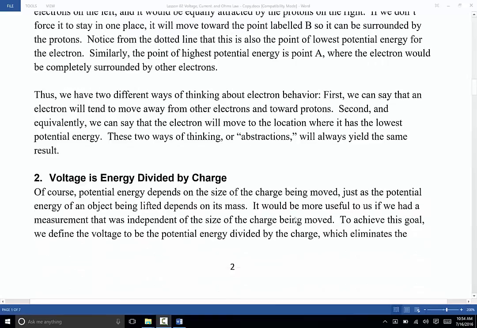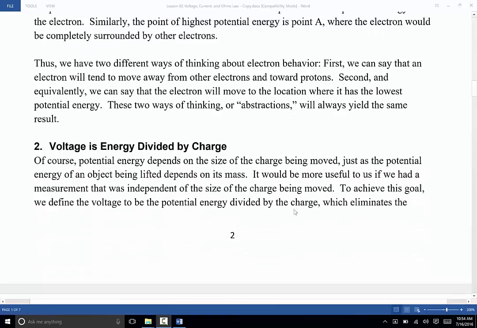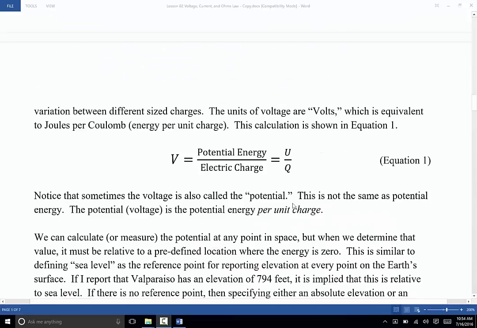But if it's a boulder, that's going to be a lot more work to pick up that rock. So we want to normalize. We want to divide by the charge to make sure that we're talking about potential energy per unit charge. And when we do that, we get a quantity that's known as voltage. So you can see here that equation 1, which is the potential energy, U, divided by the electric charge, Q, will give us the voltage, V.